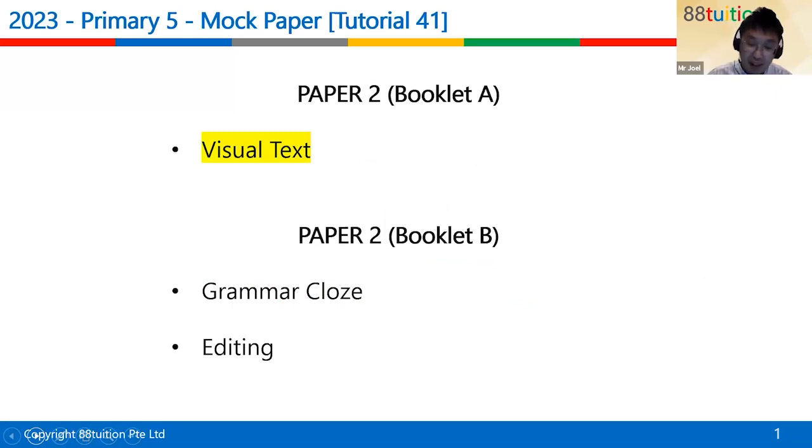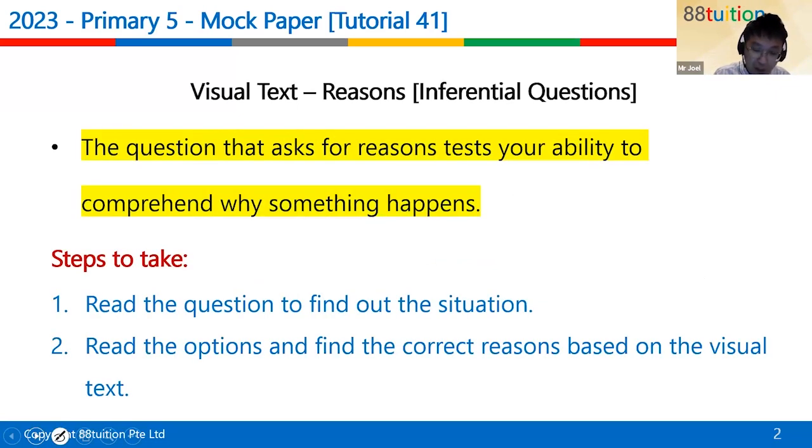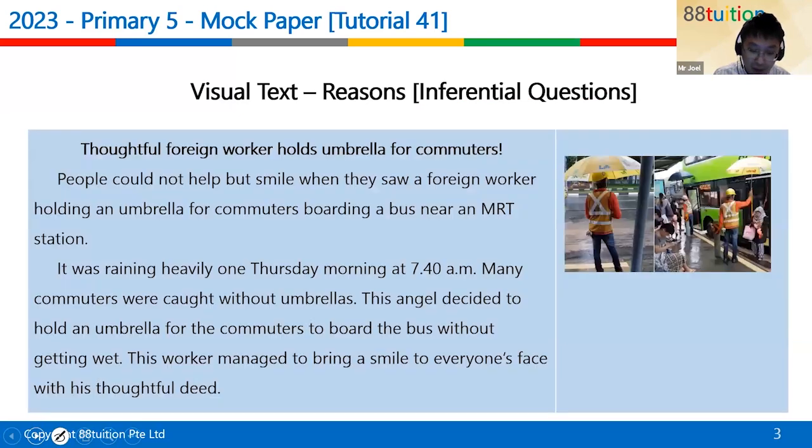Okay, first, let's begin with visual text. And for this one, the question that asks you for inferential questions also tests your reasoning skills. All right. So when you encounter a question like that for your visual text, first read the question to find out what the situation is about. Then read the options and find the correct reasons based on the visual text. So let me give you an example.